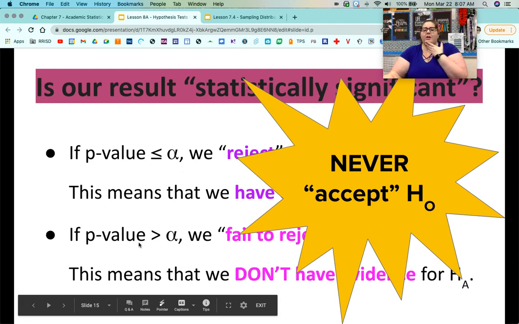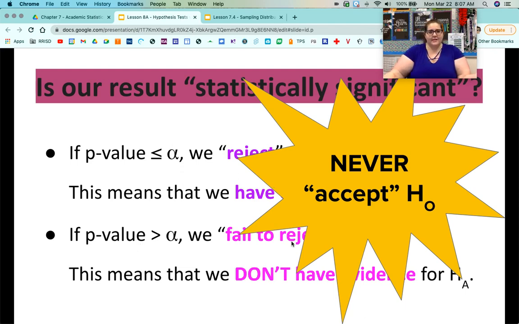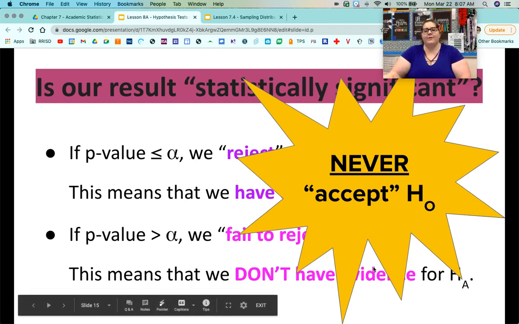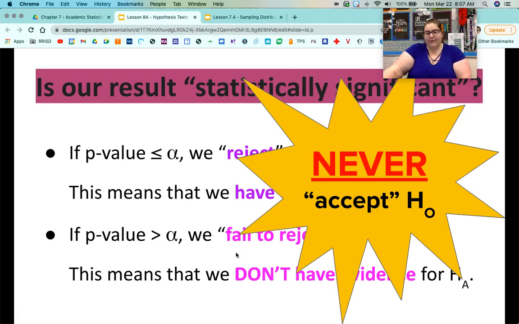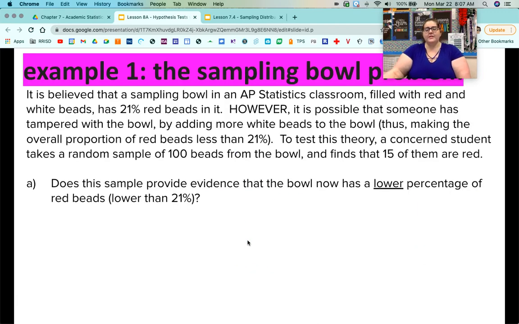If we have a large p-value and we're failing to reject the null, that basically means we don't have evidence to say guilty. So we're saying they're not guilty, right? We're not necessarily saying it's innocent, we're saying it's not guilty. So we want to make sure and say never accept the null hypothesis. We want to say we fail to reject, or we don't have evidence of the alternate. So let's go ahead and apply that to our problem.